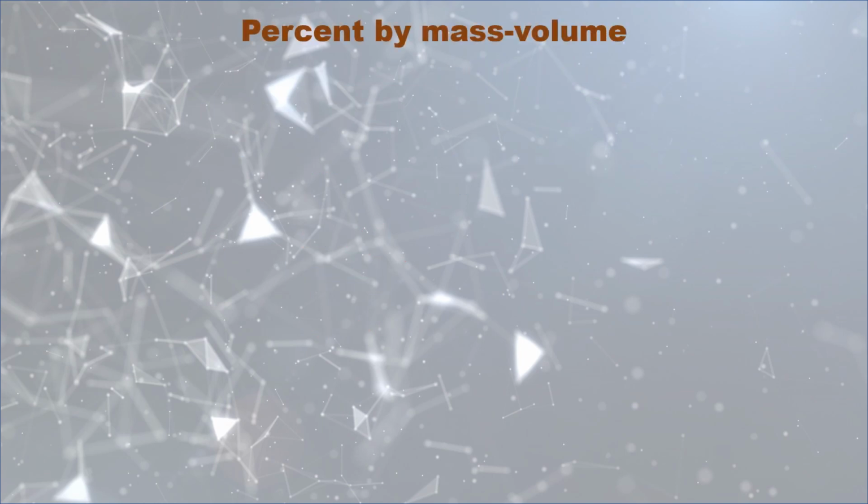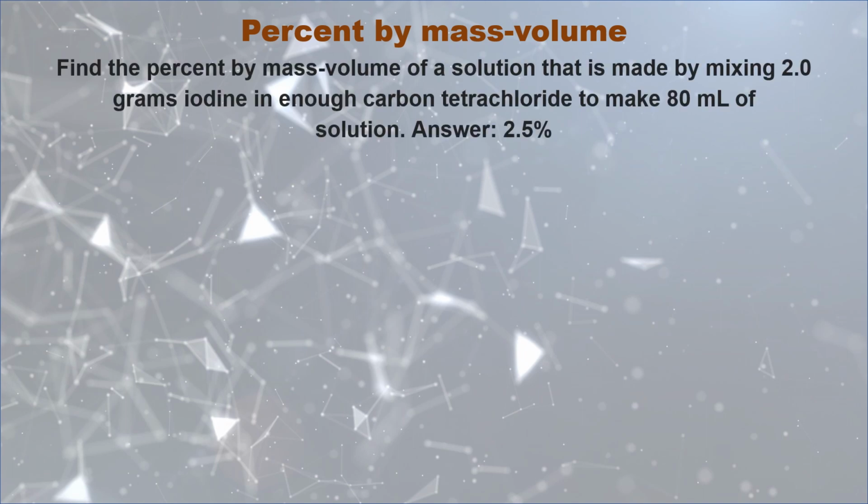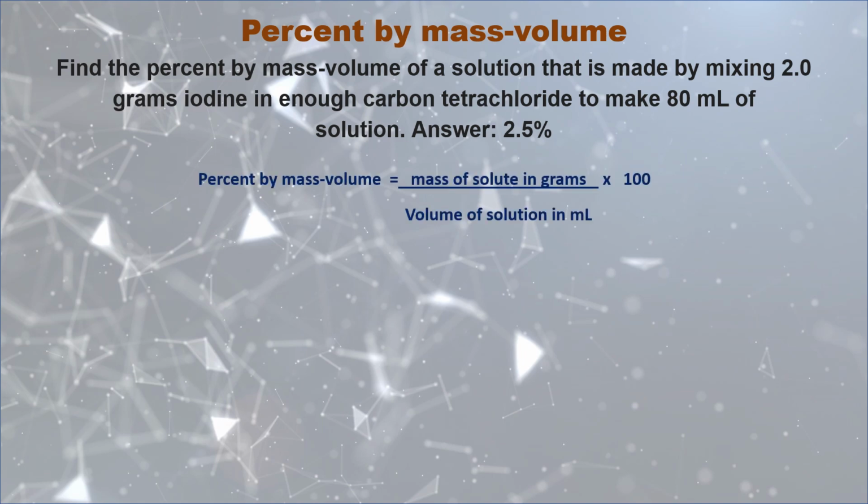The third one is the percent by mass volume. So here is the problem. Find the percent by mass volume of a solution that is made by mixing 2 grams iodine in enough carbon tetrachloride to make 80 milliliters of solution. The formula for percent by mass volume is you divide the mass of solute in grams by the volume of the solution in milliliters times 100.